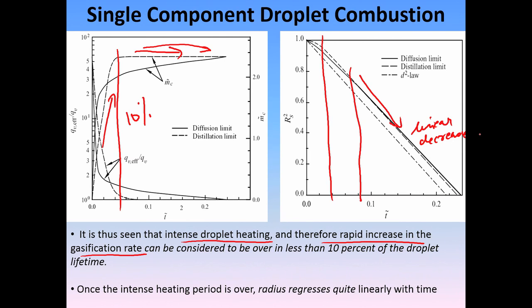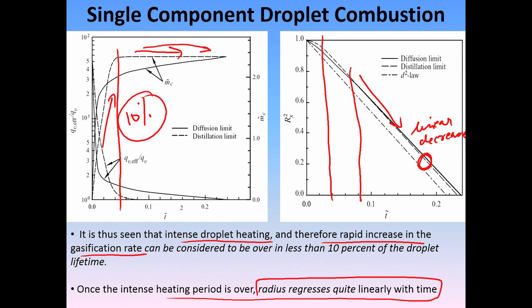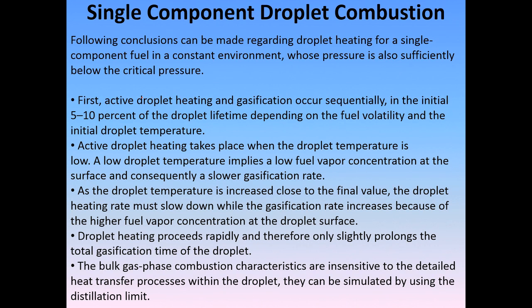And therefore, of course, here also you can see that the diffusion limit is the slowest, and the distillation limit and the infinite conductivity limit come very close to each other. So, the main point here is that during the intense heating period the radius regresses linearly with time, and this time period is only 10% of the droplet's total lifetime. That is an important observation.